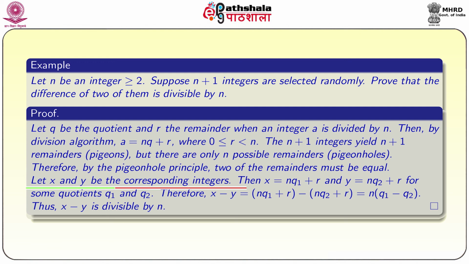Let x and y be the corresponding integers, that means they leave the same remainder when divided by n, that is, x equals n q 1 plus r and y equals n q 2 plus r for some coefficients q 1 and q 2. Then if I take their difference, x minus y is equal to n q 1 plus r minus n q 2 plus r. So, we get n times q 1 minus q 2, thus x minus y is divisible by n. So, we proved that if you select any n plus 1 integers, then the difference of 2 of them is divisible by n.